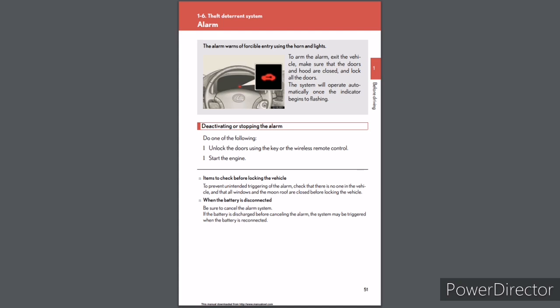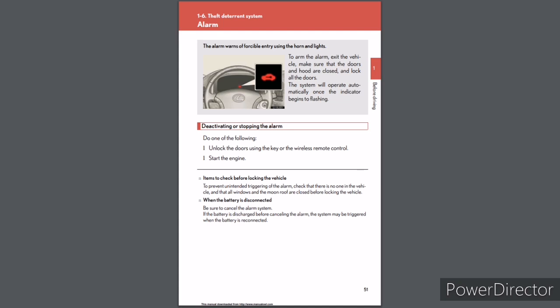Alarm. The alarm warns of forcible entry using the horn and lights. To arm the alarm, exit the vehicle. Make sure that the doors and hood are closed, and lock all the doors. The system will operate automatically once the indicator begins flashing.